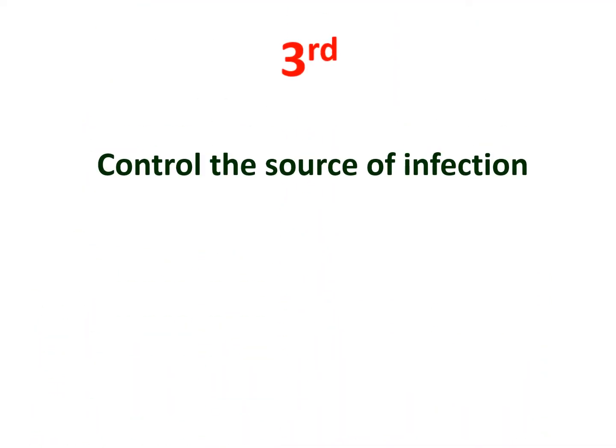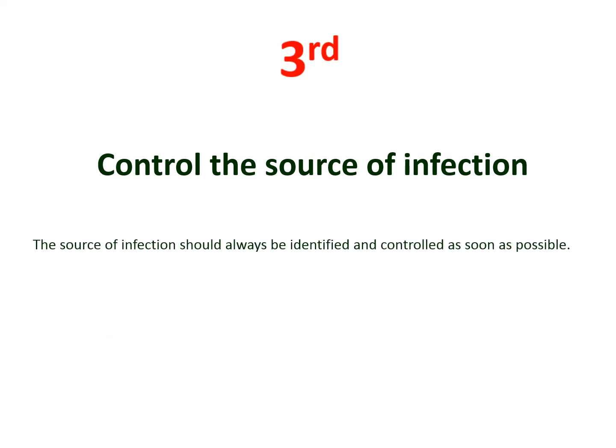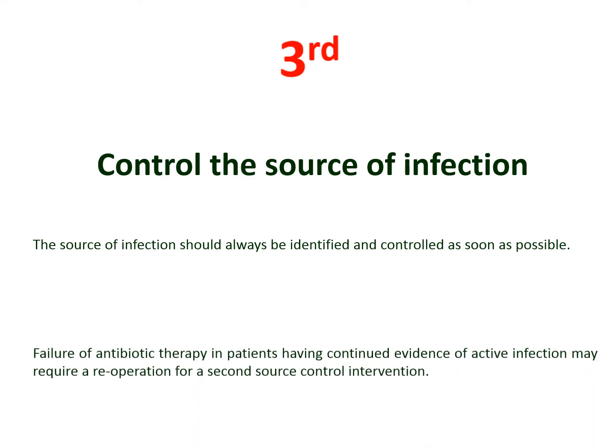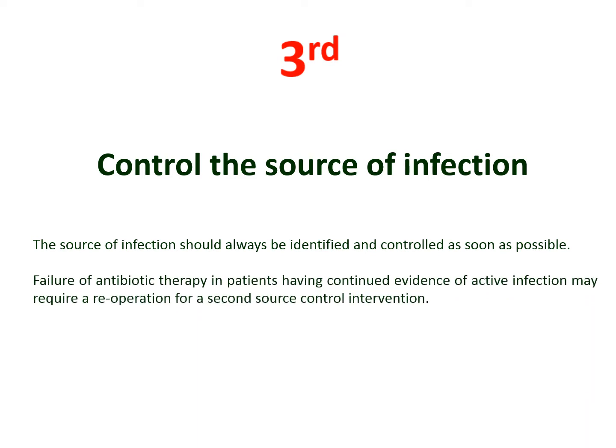Third, control the source of infection. The source of infection should always be identified and controlled as soon as possible. Failure of antibiotic therapy in patients having continued evidence of active infection may require reoperation for a second source control intervention.